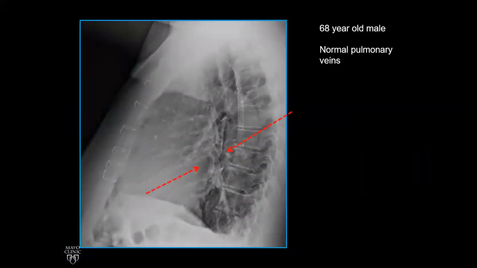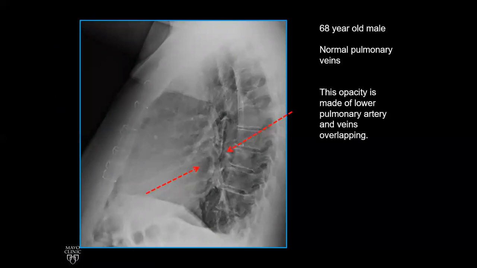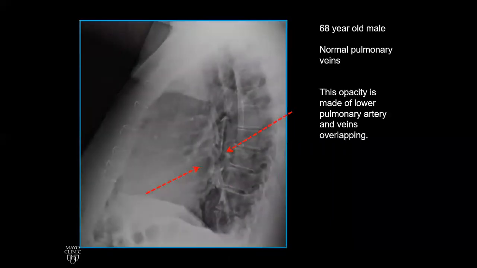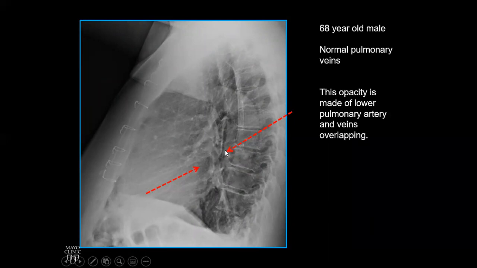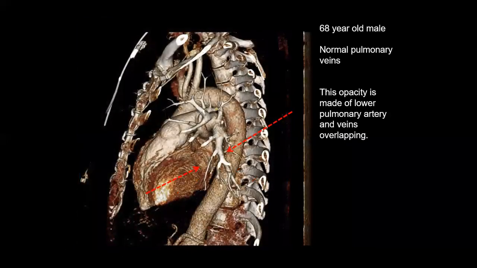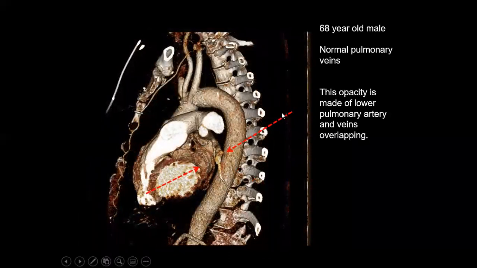All right, so 68-year-old male, normal pulmonary veins. This opacity that we're showing with the arrows is made of the lower pulmonary artery and veins overlapping. If you look at lateral radiographs, you're going to see some streaky lines that come through here, which is the overlap of the pulmonary arteries and veins. I'll just show you the CT scan to show what's causing that. This is pulmonary artery. Back here is pulmonary veins. See, here's pulmonary veins, pulmonary arteries.